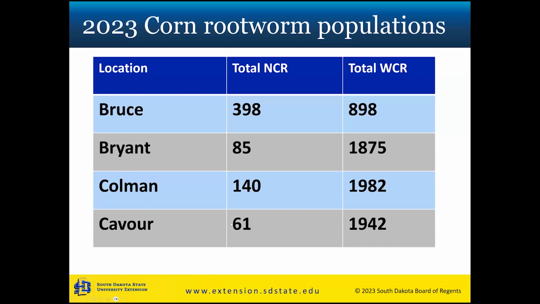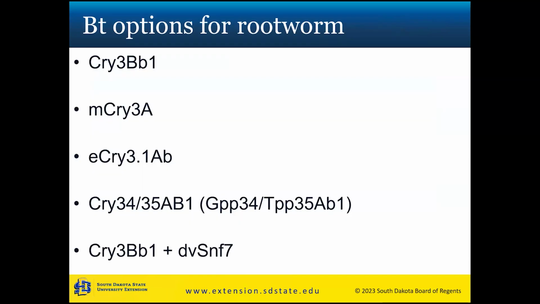years. And what we see is that the western corn rootworm populations are much greater than the northern corn rootworm populations. And that's kind of a trend that we see with our research fields. The longer something's been established, the more western corn rootworm we will see in the field. But northern corn rootworm are still an issue in South Dakota, and we still have to make sure we don't get caught off guard by them.